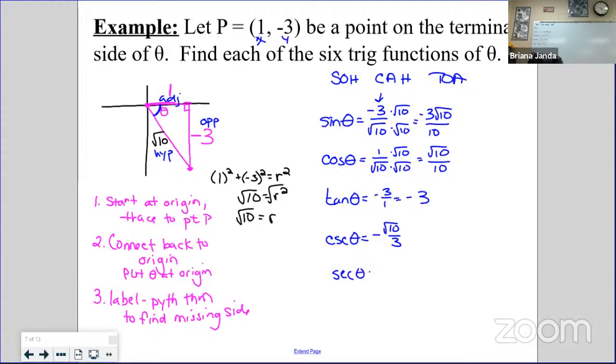Secant, reciprocal of cosine, and again, because I had to rationalize this, I would go to the unsimplified version and turn it upside down. Square root of 10 over 1. And cotangent is the reciprocal of tangent, 1 over negative 3. What questions do you have for me?